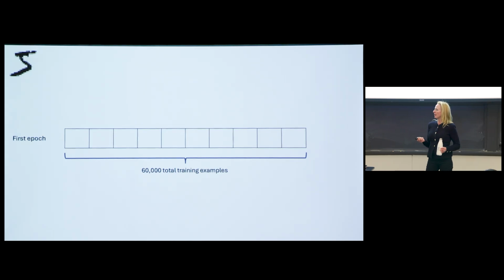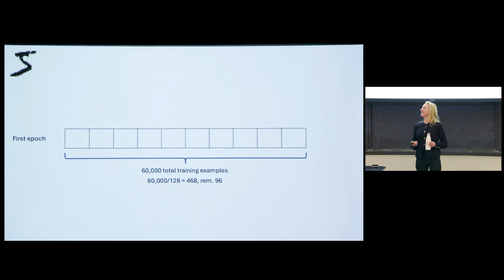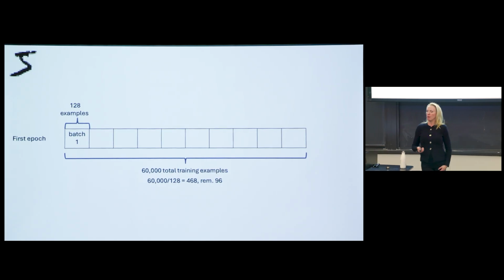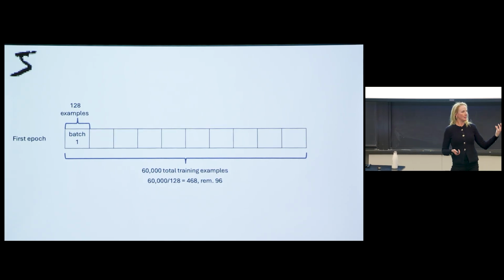So to make it concrete with the handwritten digit data set, suppose I'm at the beginning of my first epoch. I have 60,000 training examples total, and I specified a batch size of 128. It turns out 128 goes into 60,000 468 times with a remainder of 96. So I took that first 128 examples. That was my first batch.